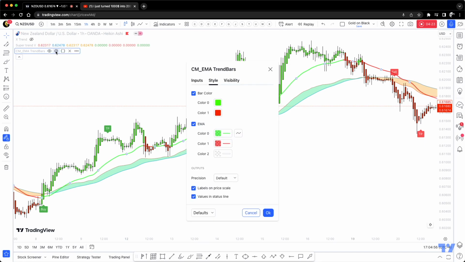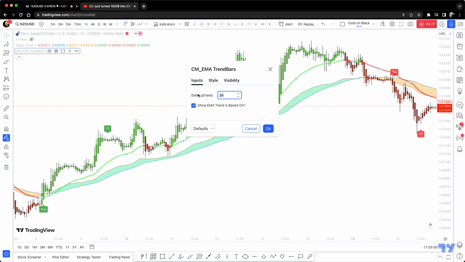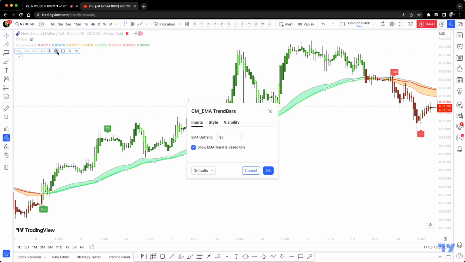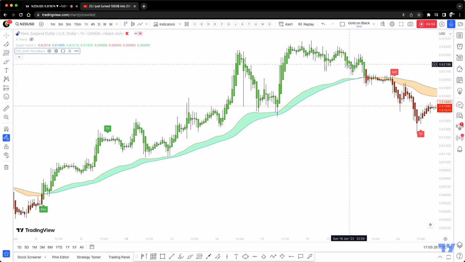So let's go ahead and switch a couple of things right here. I'm going to go into inputs, and in this area I'm going to put 90. Okay, the 90 EMA. Once you do that, there we go, it changes. Now you have the 90 EMA right there. At this point, I might not need the actual line, so I'm just going to hide the moving average, because all I want to see is just the body of the candles.